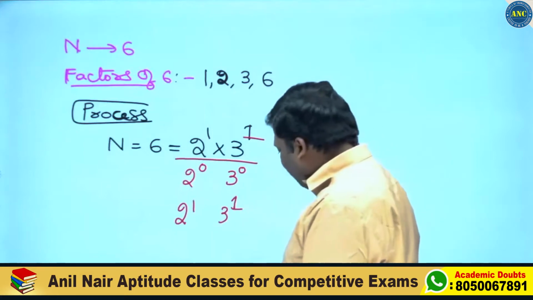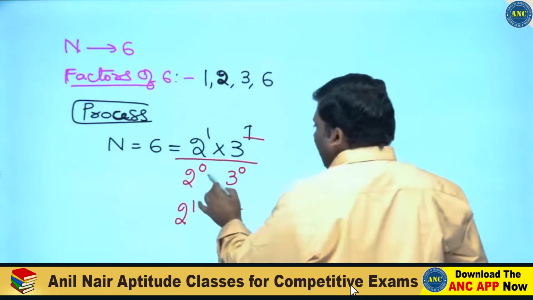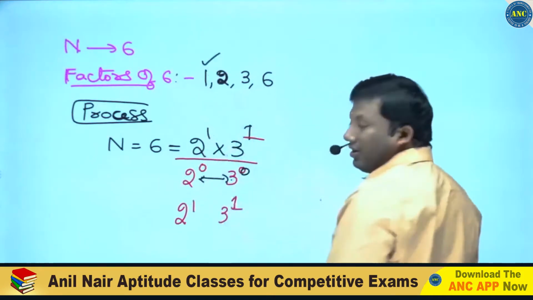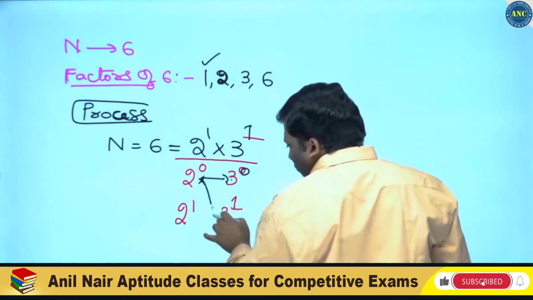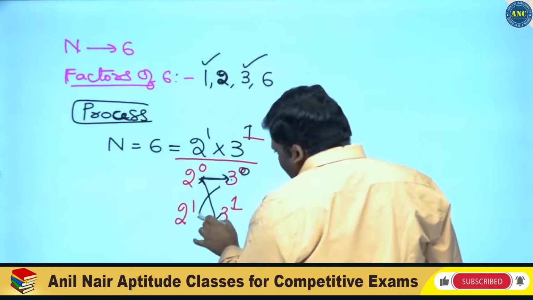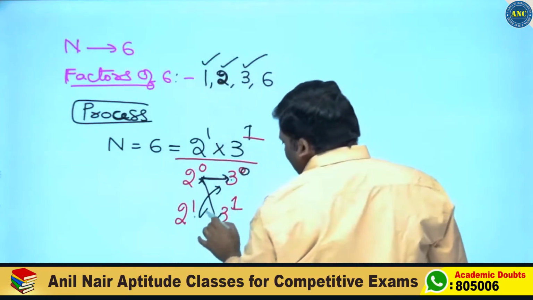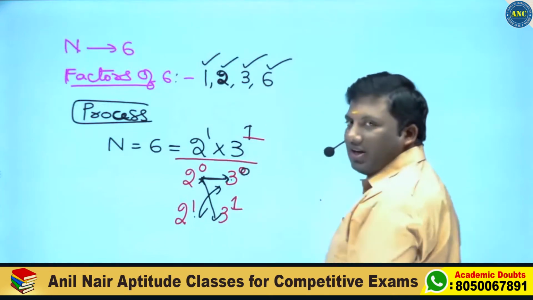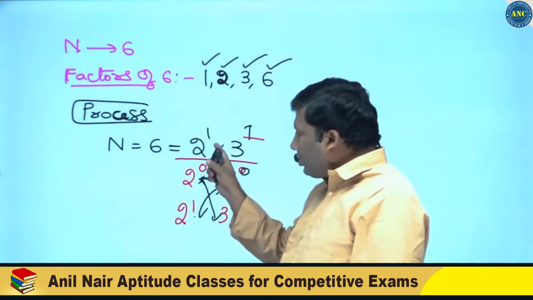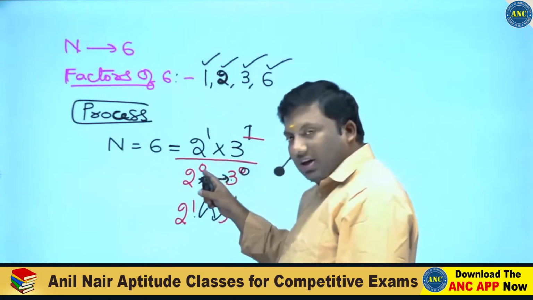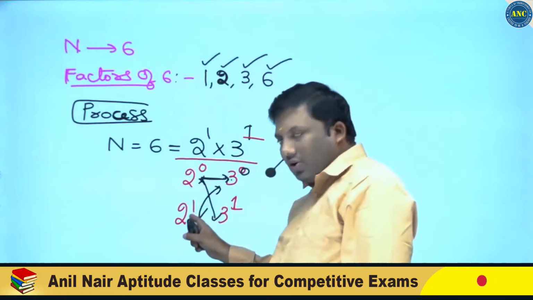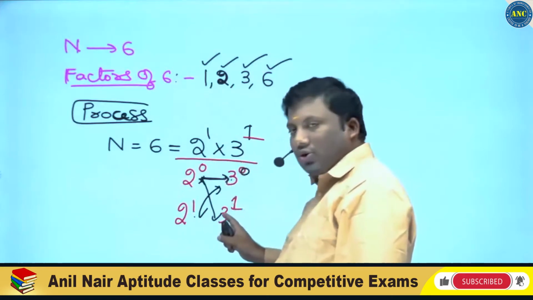Now if you observe carefully, 2 power 0 into 3 power 0 is 1 into 1, which is 1. 1 is a factor of 6. 2 power 0 into 3 power 1 is 3. 3 is a factor of 6. 2 power 1 into 3 power 0 is 2. 2 is a factor of 6. 2 into 3 is 6. 6 is a factor of 6. That means if a number is 6, it can be written as 2 power 1 into 3 power 1. I started from 0 because the factors start from 1 onwards. So 2 power 0 to 2 power 1, and 3 power 0 to 3 power 1.